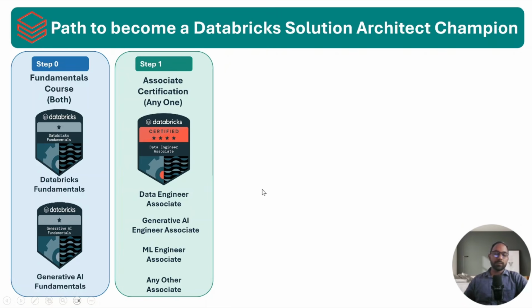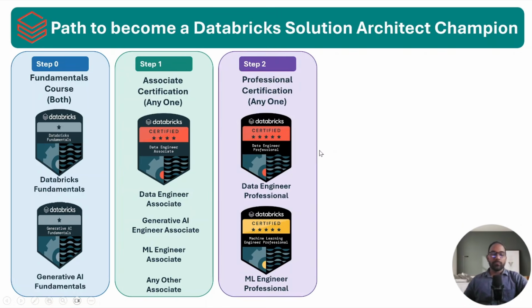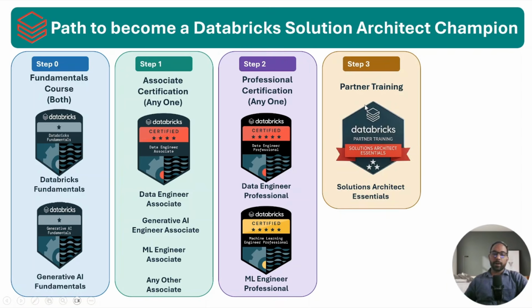After we have this certification, we shall be planning for a professional certification. The professional certification can be any one of two. They have only two professional certifications, for Data Engineer and ML Engineer. If we have any one of these, then we are good. And after we have these certifications, the next step is partner training.